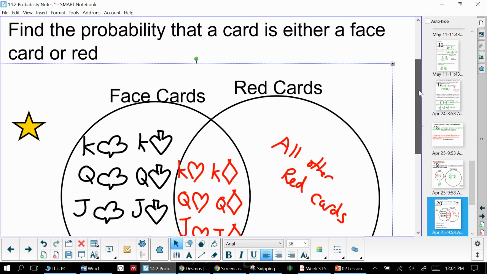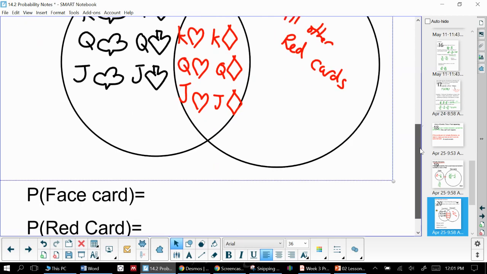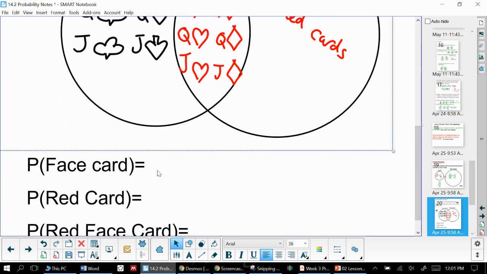So if I were to just add these together, my probability of getting a face card is 12 out of 52, which simplifies to 3 out of 13. My probability of drawing a red card, we just talked about that. There are 26 total red cards, so that's 1/2.